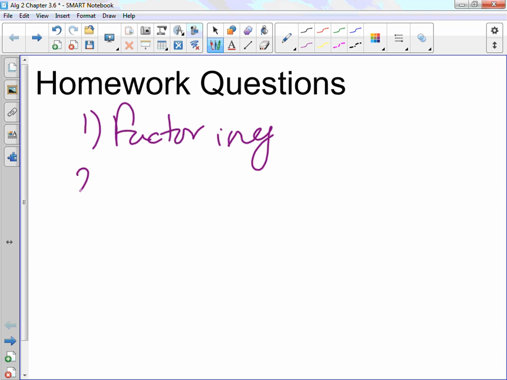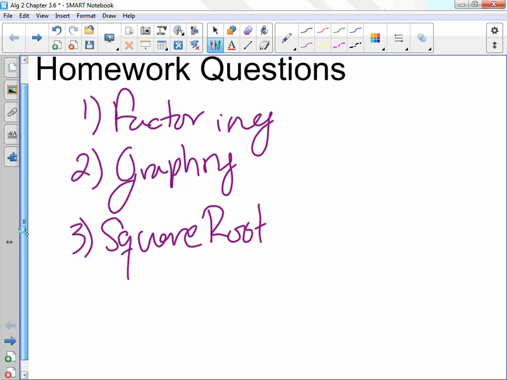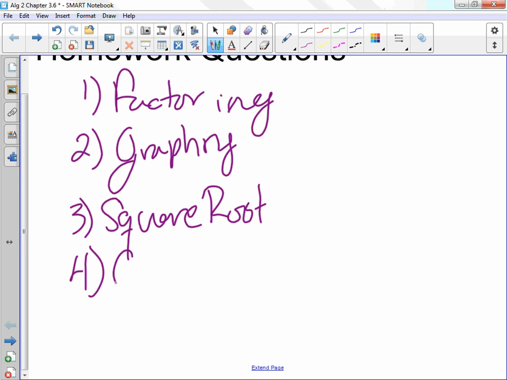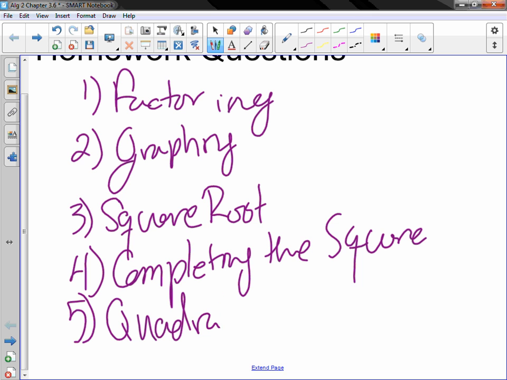Factoring. Then we had graphing. Then we had the square root method. Our fourth way was completing the square. And the last way that we had, and that's what we're going over today, is the quadratic equation.